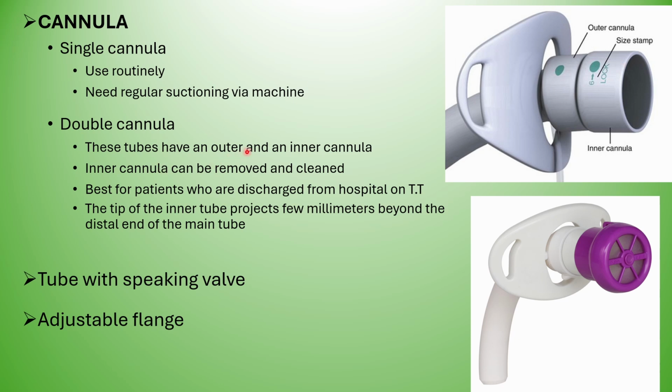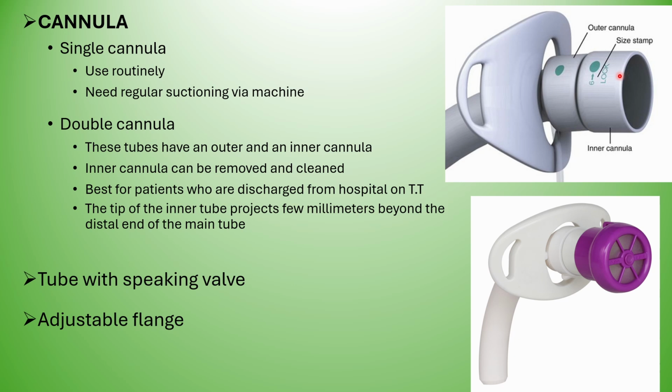These tubes have outer and inner cannula. The inner cannula is longer than the outer cannula, so the tip of the inner tube projects a few millimeters beyond the distal end of the main tube, as I have shown in the metallic one. This means that the secretions collect in the inner tube, which is removed, cleaned and replaced without disruption to the patient or their airway.